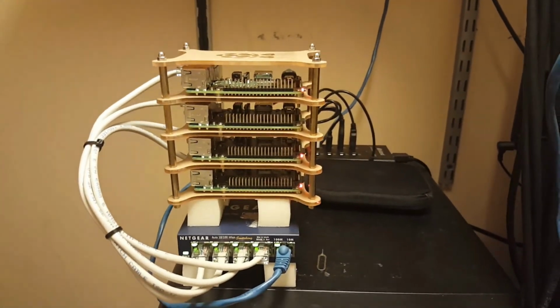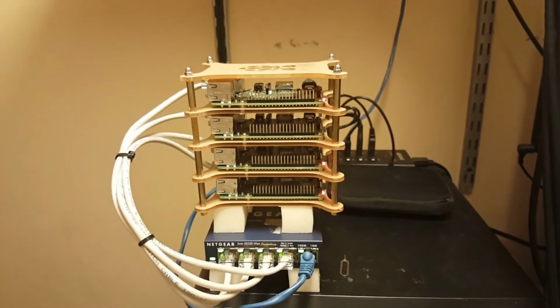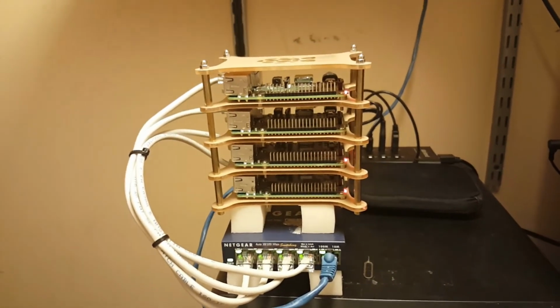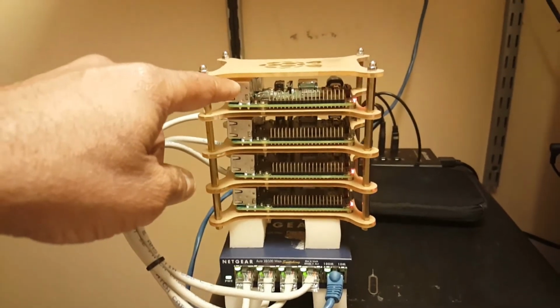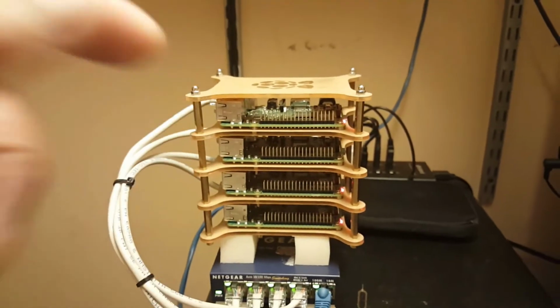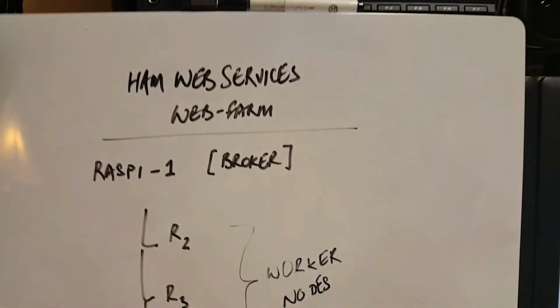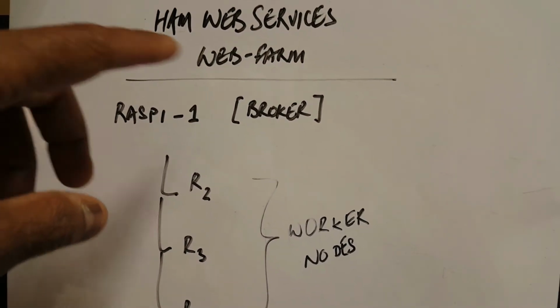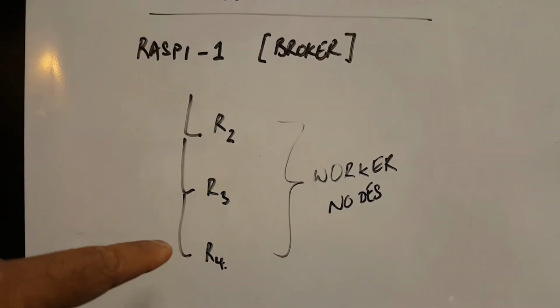But in part 1 of this video, I will show you some configurations of the NGINX config file, so you understand how the config file is configured for each of these Raspberry Pis, including for the broker. I'll be right back.